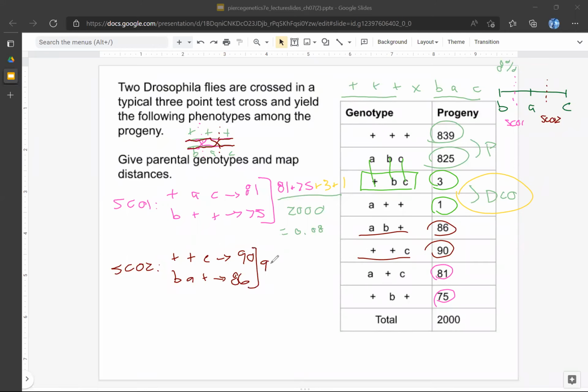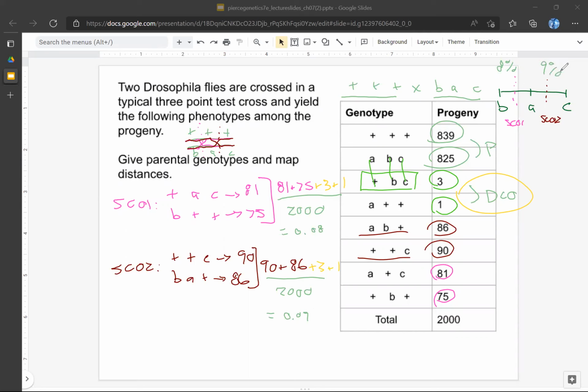Once again, the frequency of individuals that had single crossover 2 is the number of individuals who showed that crossing over divided by the total number. One day I will be able to say that without stumbling. Divided by the total number of individuals. This is equal to 0.09, which is 9%.